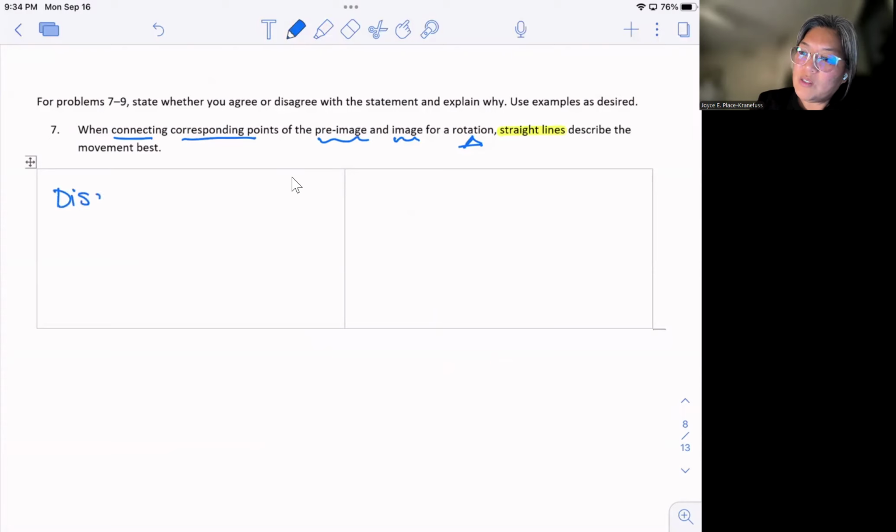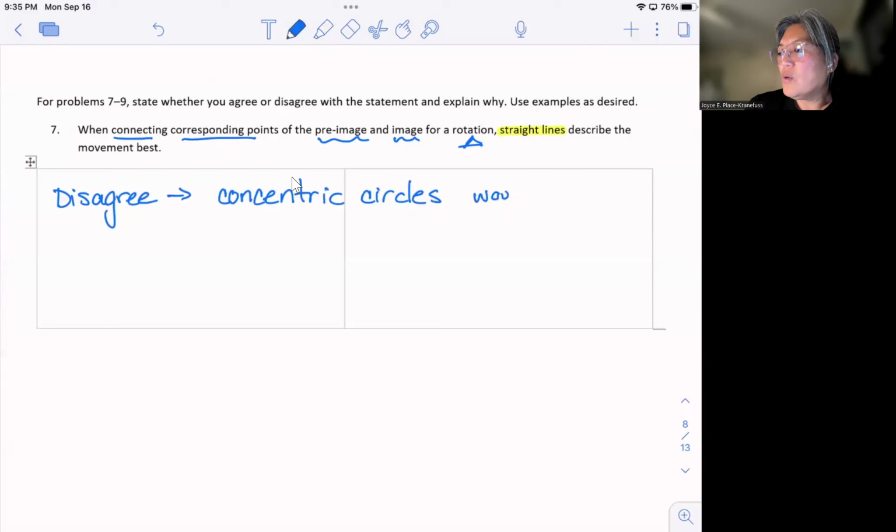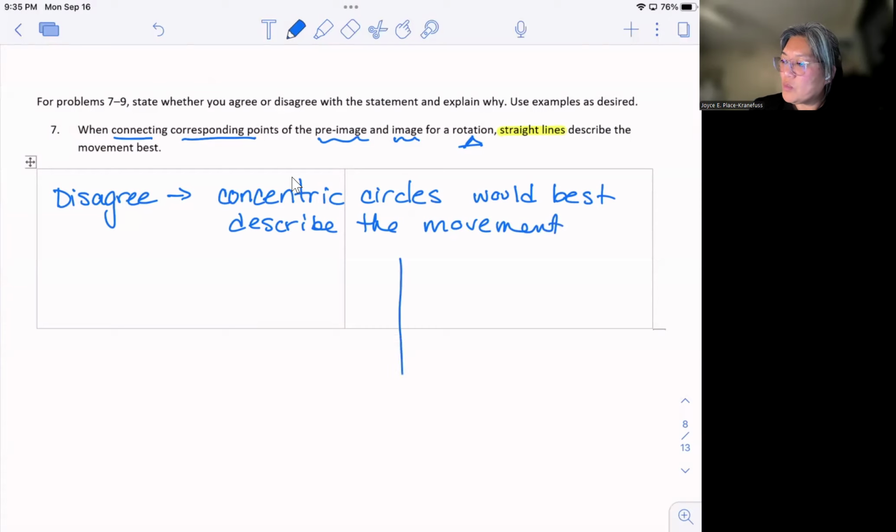Absolutely. We are going to disagree. Straight lines don't make sense for a rotation because what's the underlying structure? Exactly. A circle is the underlying structure. Concentric circles would best describe the movement. Now, could you draw a picture of some sort if you wanted to?